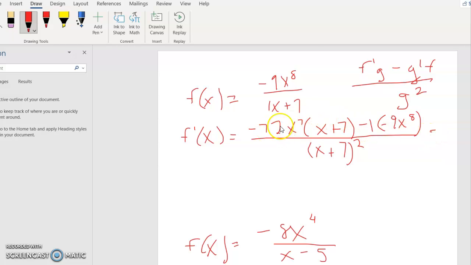All right, now we're going to multiply out everything on the top. We're going to leave the bottom alone. So let's distribute negative 72x to the 7th through this set of parentheses. So we'll get negative 72x to the 8th. And then negative 72x to the 7th times 7, which is negative 504x to the 7th. And then multiply our negative 1 times our negative 9x to the 8th, and we'll have positive 9x to the 8th.